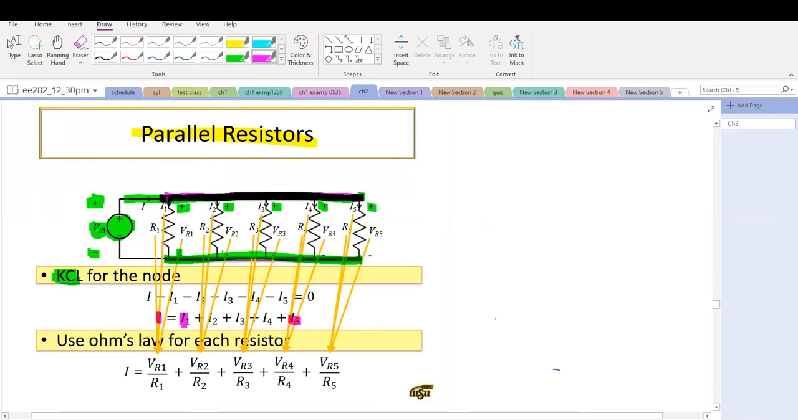And the voltage we know equals Vs1, right? That's a trivial answer. Next step, we just use Ohm's law and we obtain I1 to I5. By Ohm's law, I1 equals VR1 divided by R1, I2 equals VR2 divided by R2, and I5 equals VR5 divided by R5. This is very straightforward.